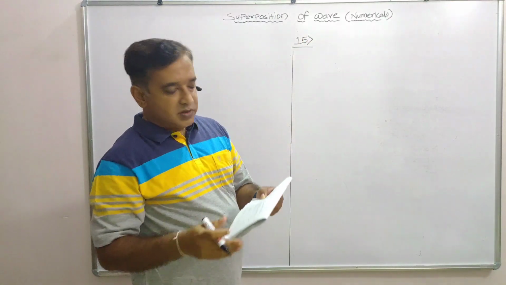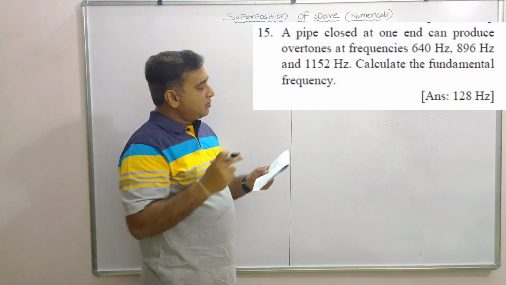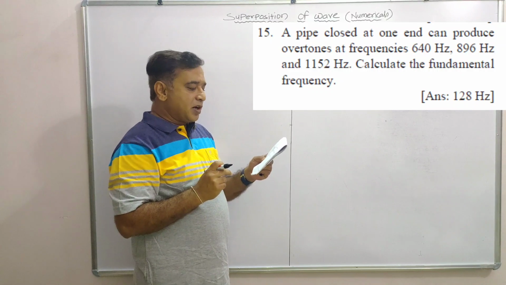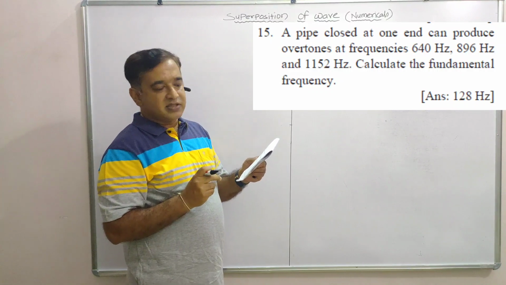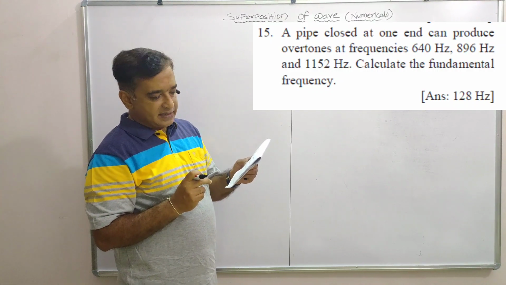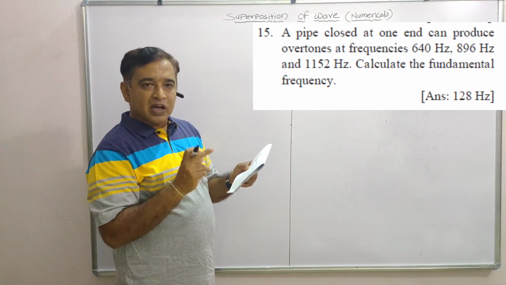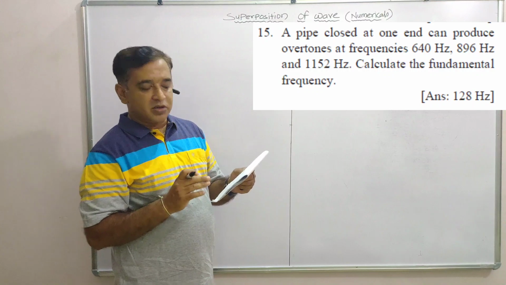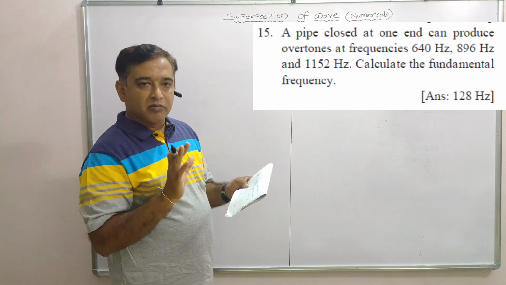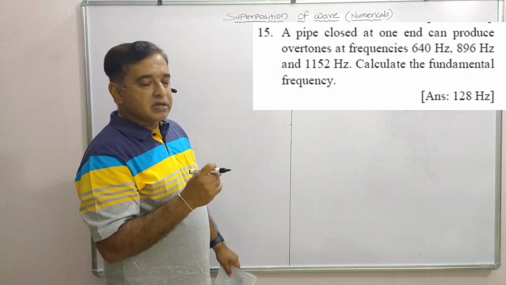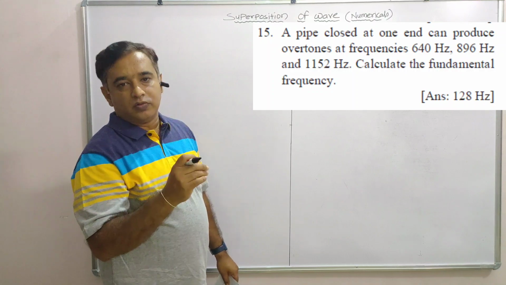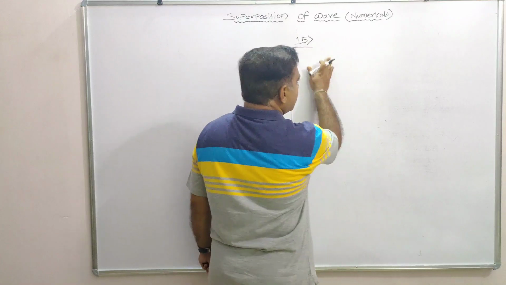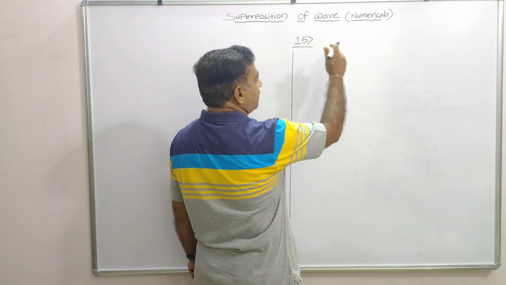Let us read the problem first. A pipe closed at one end can produce overtones at a frequency 640 Hz, 896 Hz and 1152 Hz. Calculate the fundamental frequency. We need to calculate the fundamental frequency. Let us consider N0 is the fundamental frequency.